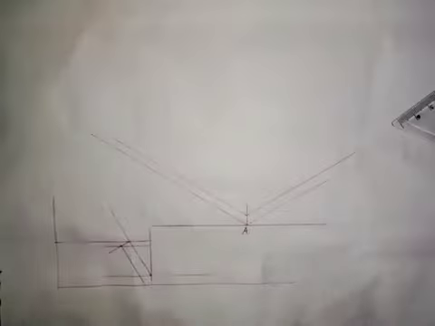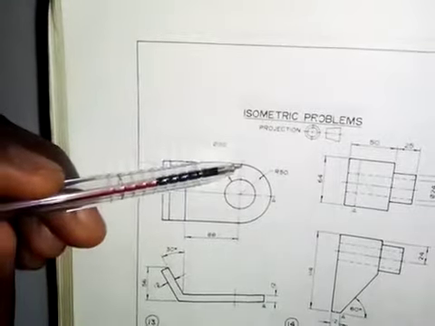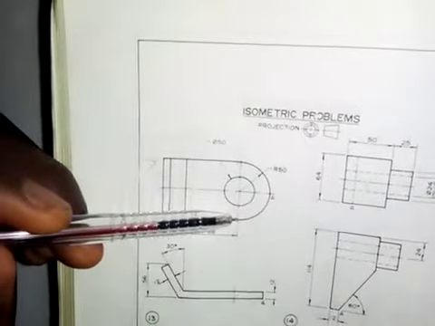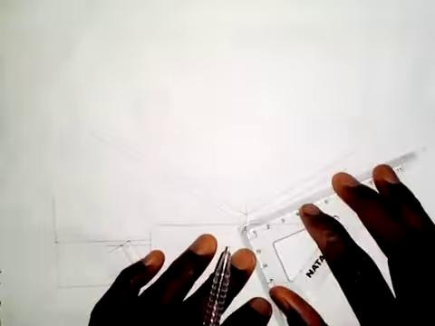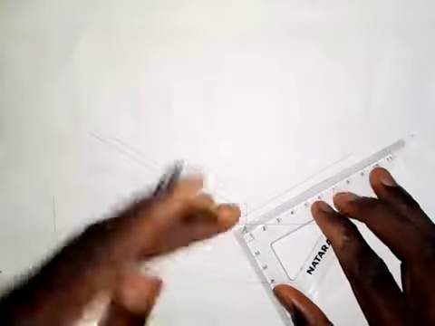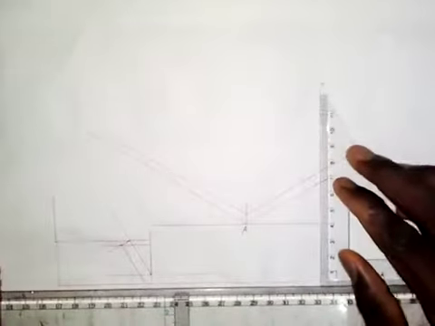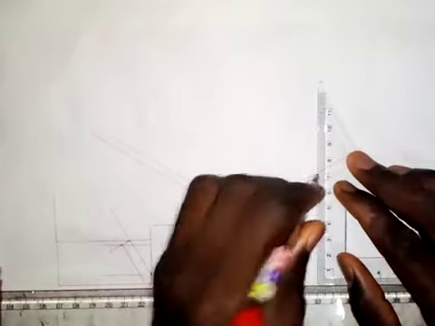Okay, now let's come to what we have here. The distance from here to here is 100 millimeters. From the center here, the radius is 50 to this point, and from here, the radius is 50 to this point. That is 100 millimeters, so 100 by 2 is 50 millimeters. So I'm going to take a measurement of 50 millimeters here, using this set square. This is 50 millimeters. Then at this point, I will draw a vertical line like this.